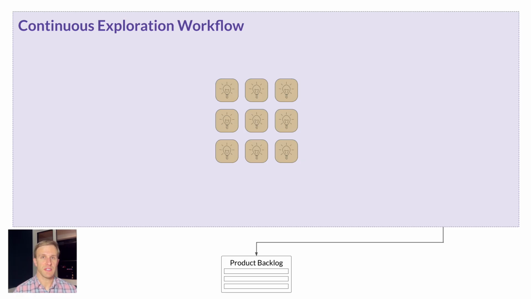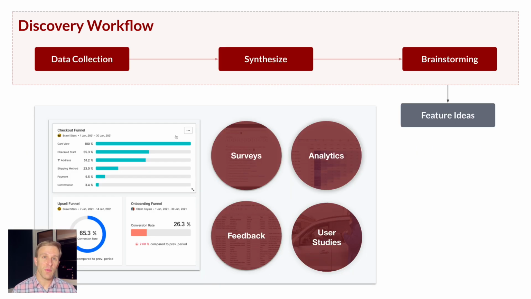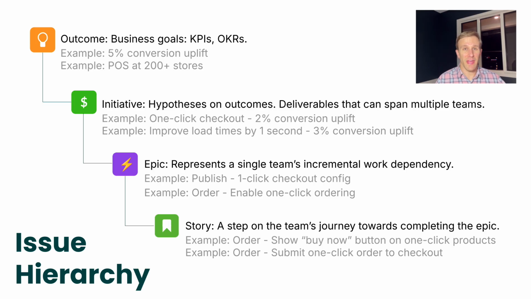The continuous exploration process results in the product backlog. We break it up into two sub-processes. The first is the discovery workflow, which generates feature ideas, and the second is the evaluation workflow that further defines and ultimately prioritizes the feature. The discovery workflow is about collecting data from the customers and competitors, trying to synthesize the data into something folks can understand, and then brainstorming on what ideas the organization might pursue. This process is usually run by your product folks. The evaluation workflow is what takes those ideas and adds more detail so the initiative can be estimated, validated, and ultimately prioritized or rejected.